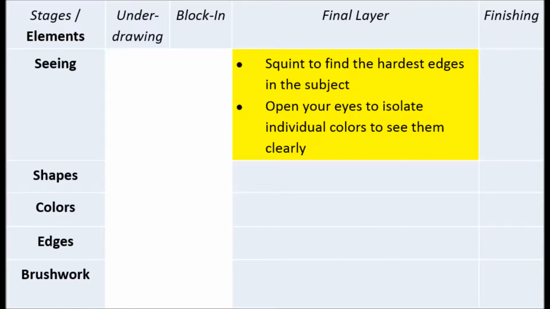As in earlier stages, here too we have to also open our eyes to be able to see something, and here in the final layer stage we're trying to see those individual colors so we can isolate them clearly from the others that we see. Here's how I described it in the class.